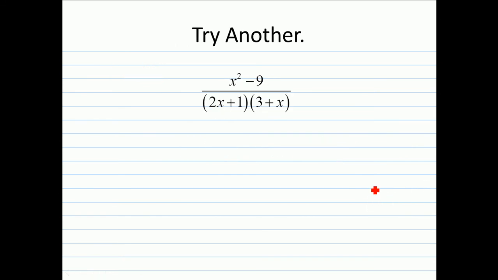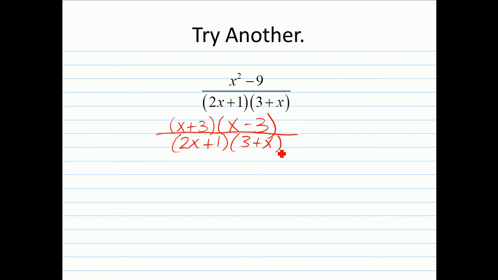All right, let's do another one, just so we are on the right track with this. You get another rational expression that looks like this. First things first, you factor. If we factor this, it would look like x plus 3 times x minus 3. That's my numerator because I factored x squared minus 9. In my denominator, I can't factor those; those are two primes. So we'll just rewrite it: 2x plus 1 and 3 plus x.